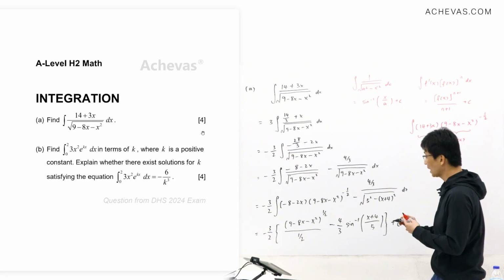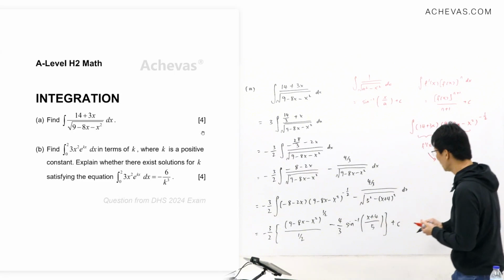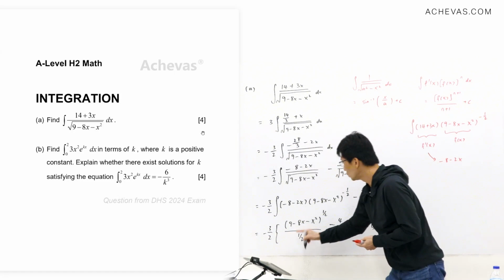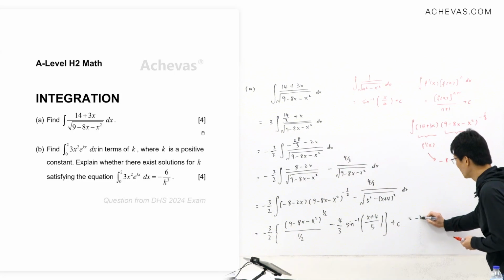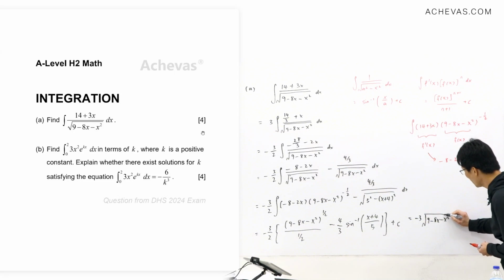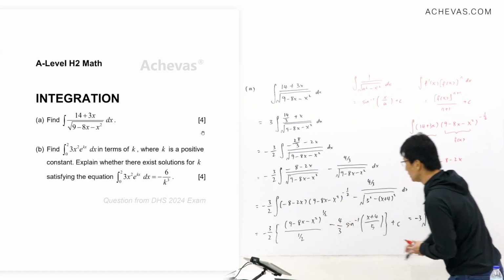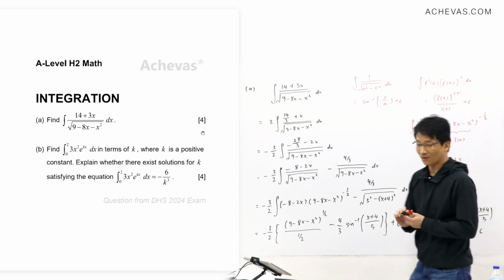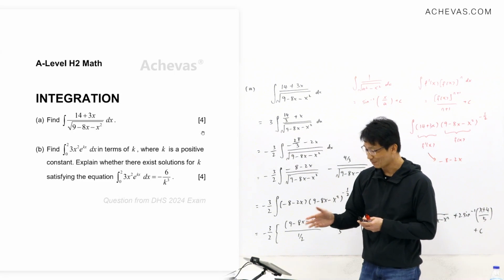All right, and maybe I can just do the final simplification. I'll be able to get this when I multiply the minus 3 over 2 inside here, I'll get minus 3 square root 9 minus 8x minus x squared. And this, when I multiply this inside, I will be able to get a plus 2 sine inverse x plus 4 over 5 plus c. All right, so this will be my answer for my part A.